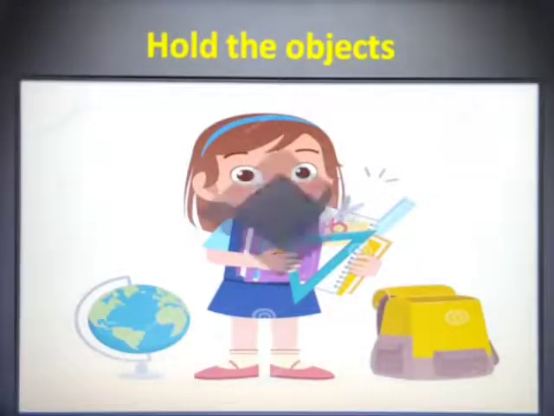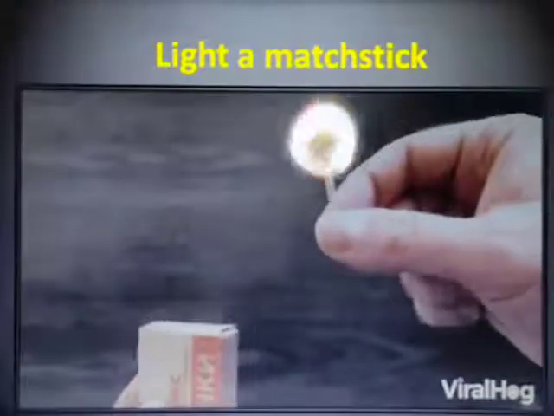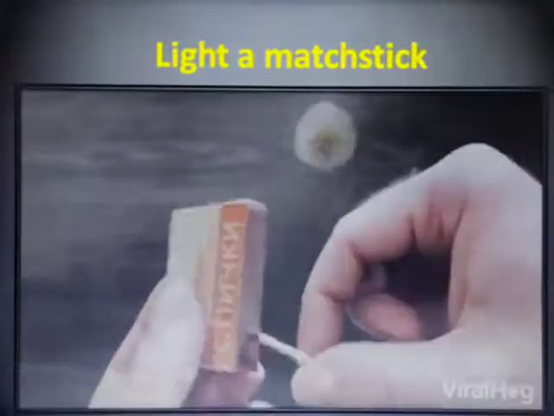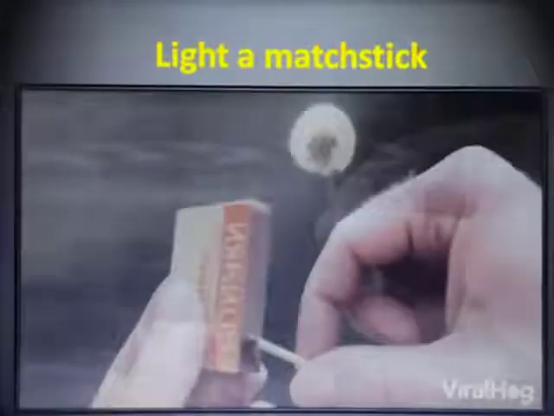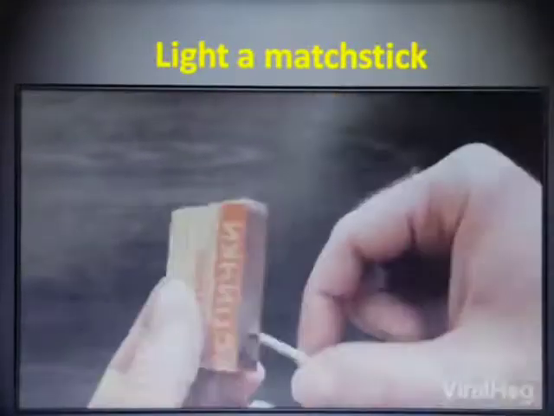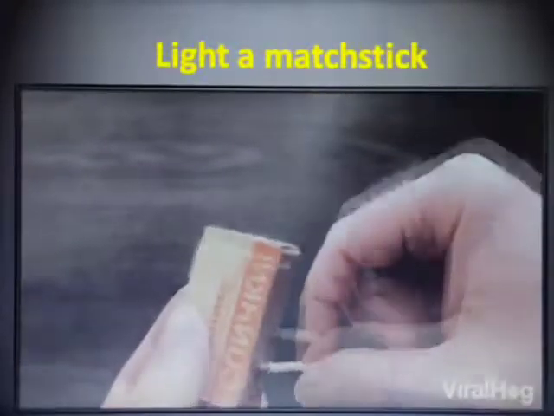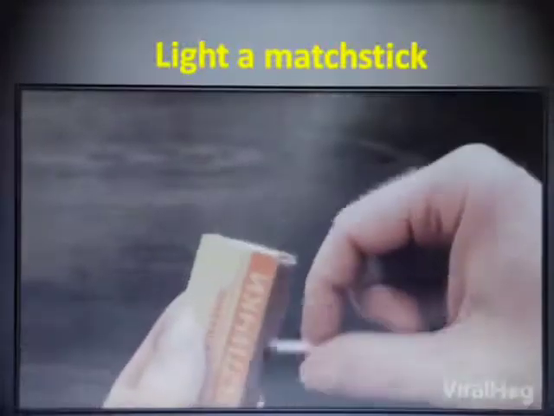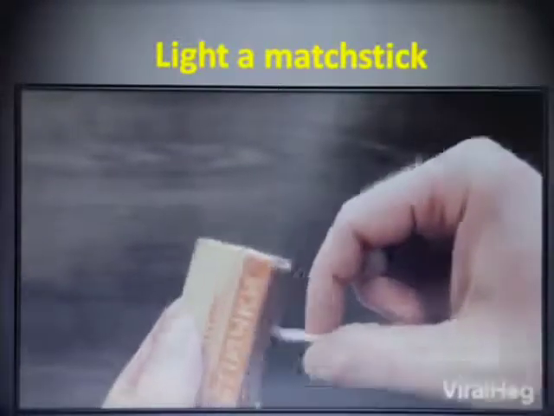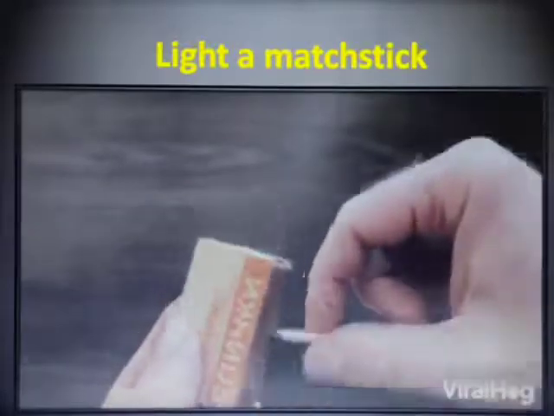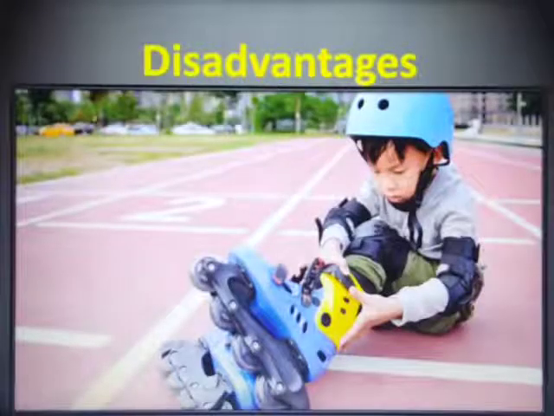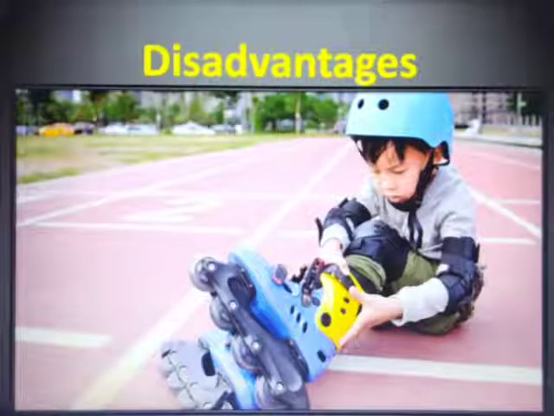Eighth, friction helps us to light a matchstick. So when we strike a matchstick on the rough surface of a matchbox, do you know, children, what happens? Yes, the matchstick gets lighted. Dear kids, although friction is of great importance in our life, yet in many cases it acts as an evil. So, dear kids, now we will discuss the disadvantages of friction.